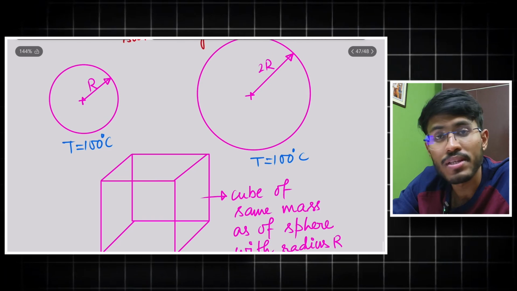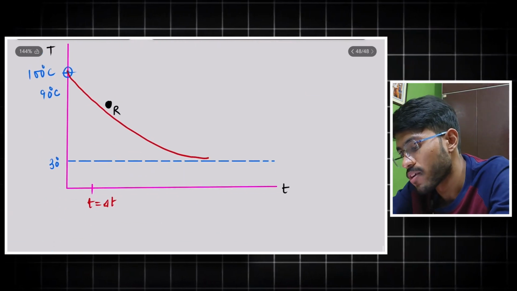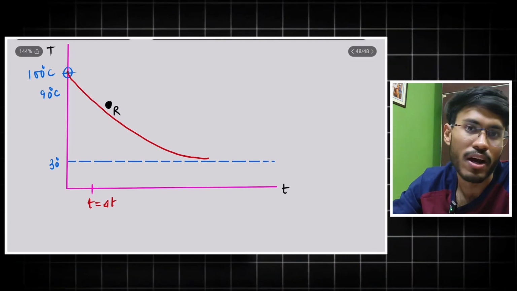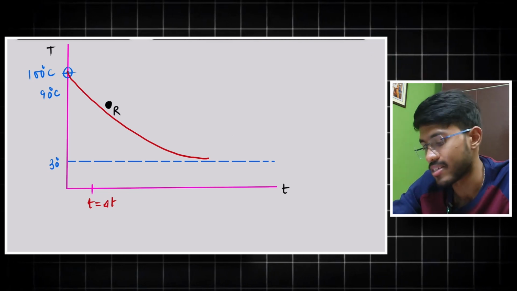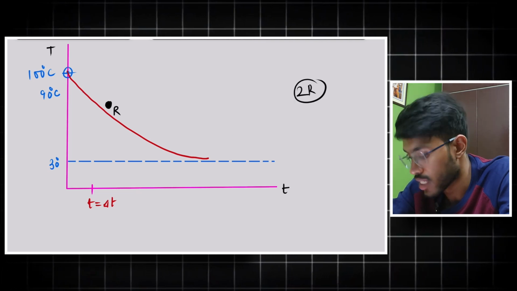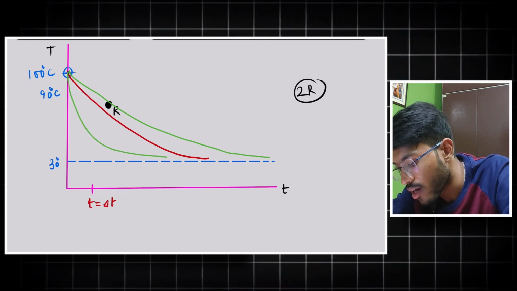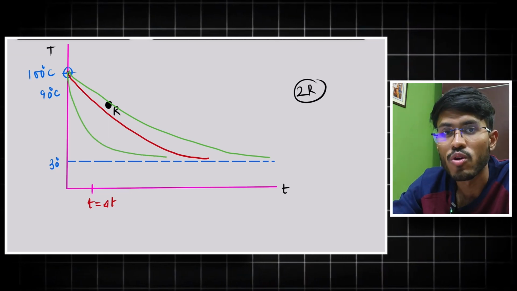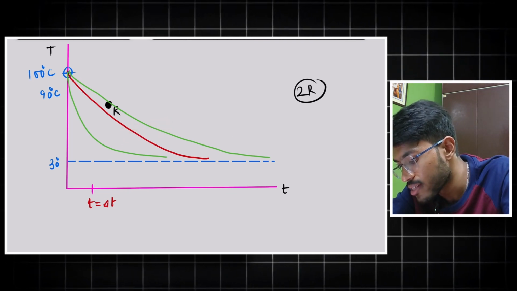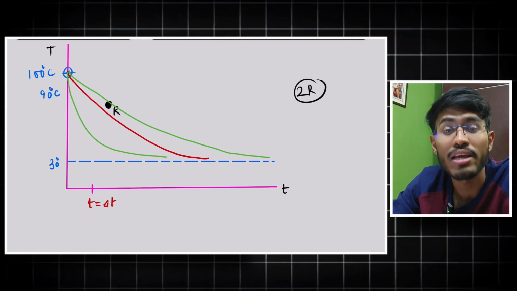I mean, what will be the graph for this 2R and what will be the graph for this cube? So first of all, the nature will be exactly the same and the initial and the final points will also be exactly the same. So now let me take the case for the 2R sphere. Okay, so I can have this kind of a graph or this kind of a graph. Which one will be true? Having the same nature, but one is above this graph, another is below this graph. So which one will be true? Again, pause the video and first try by yourself.